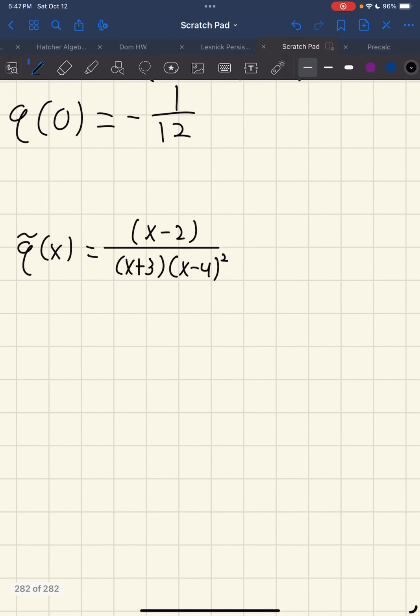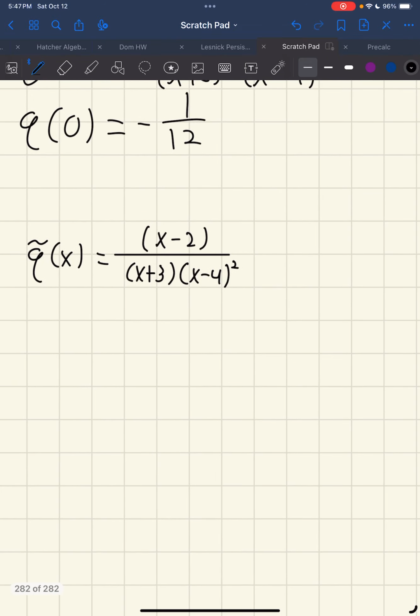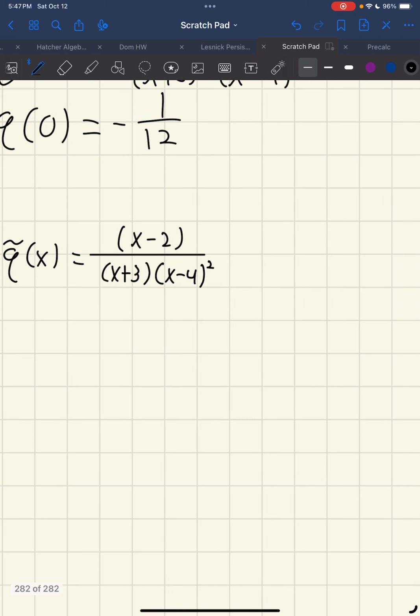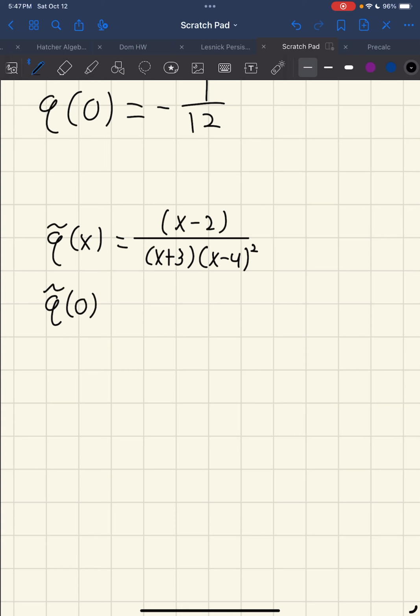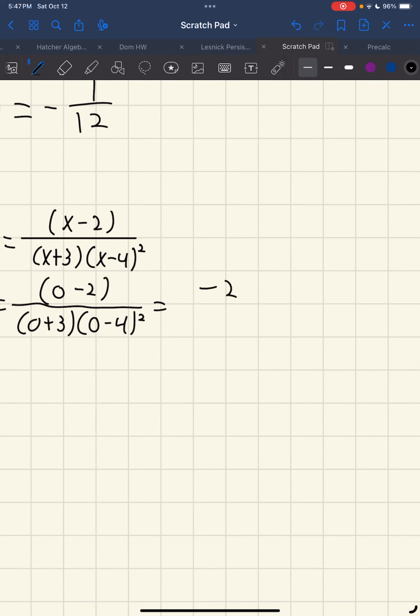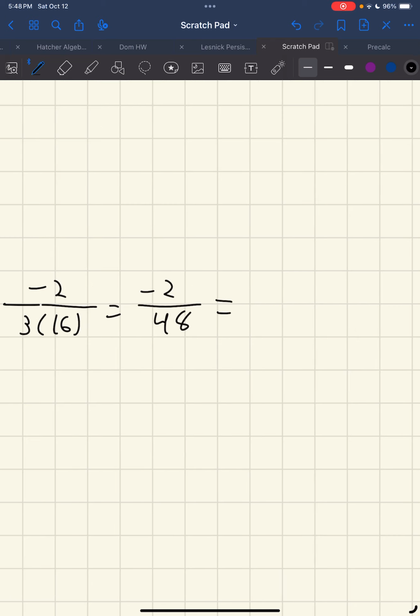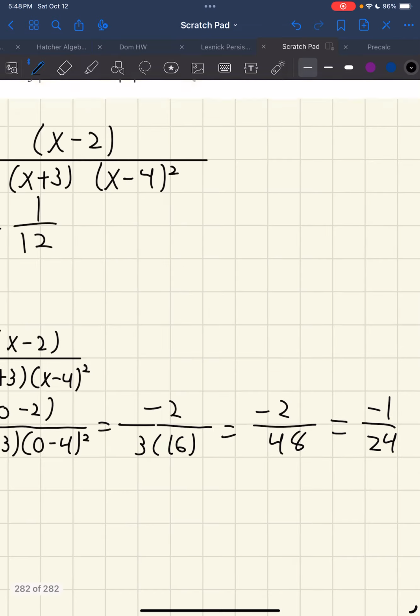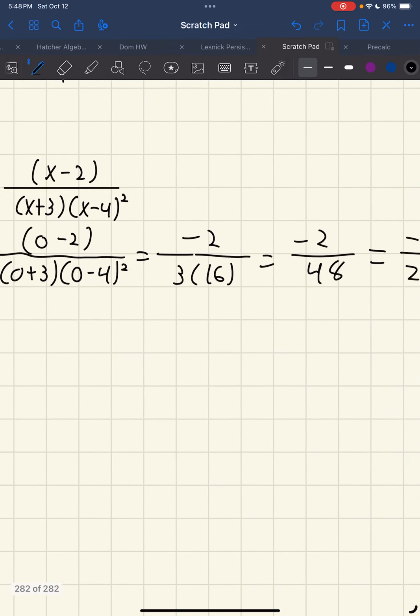Well, what happens here? There is certainly going to be a horizontal asymptote at y equals 0 because the degree downstairs is definitely bigger than the degree upstairs. But if I were to plug 0 into here, it'll be close, but no cigar. 0 minus 2 over 0 plus 3, 0 minus 4 squared. So we'll get negative 2 over 3 times negative 4 squared, which will be 16. This will be negative 2 over 48, or negative 1 over 24. Close to negative 1 over 12, but not quite.